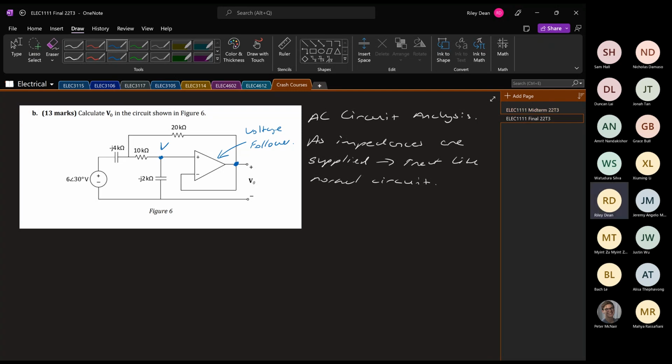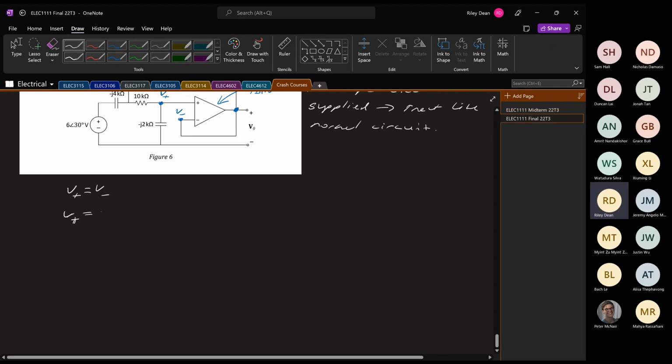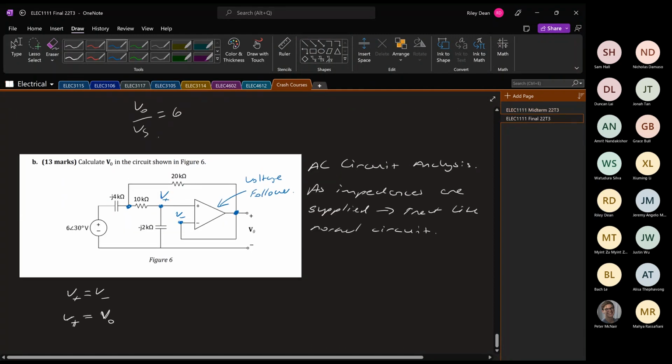So now let us have a look at trying to solve this equation. Firstly, we want to use our identity that we know that V plus is equal to V minus. We see that V minus is actually connected to the output. Hence, that means that V plus is also equal to V0. That is very helpful for us. It makes looking at these nodes a lot easier. The only additional node we actually need to add, we'll just call V1.